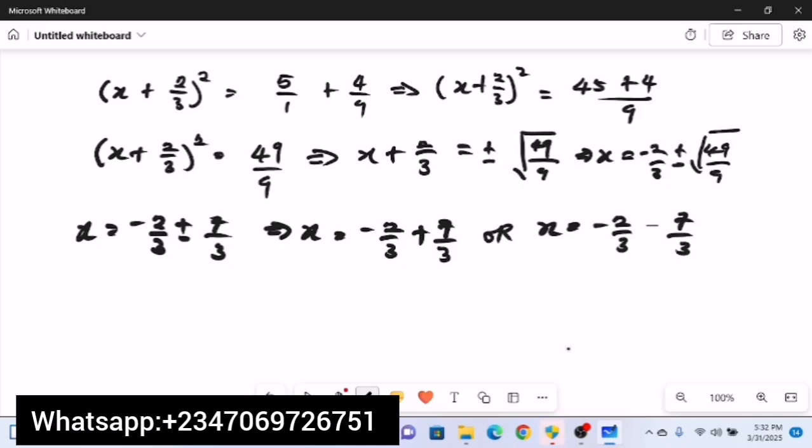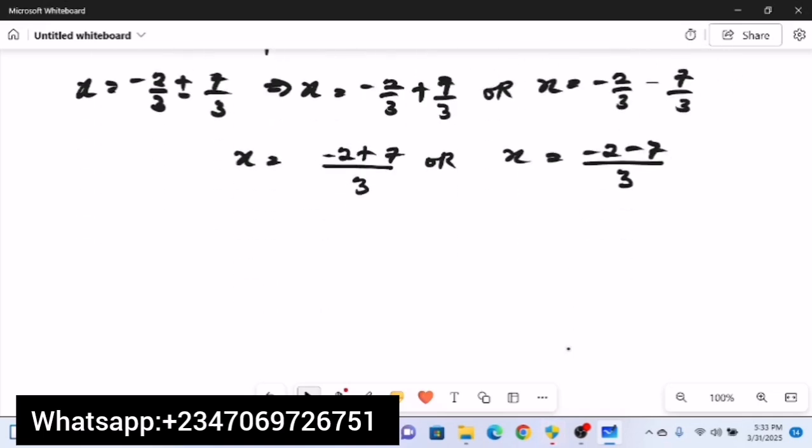So for both cases, the LCM remains 3. So x is equal to, LCM here is simply 3. 3 goes into 3 is 1, 1 times negative 2 gives us negative 2, plus 3 goes into 3 is 1, 1 times 7 gives us 7. Or similarly, x is equal to, LCM here is also 3. 3 goes into 3 is 1, 1 times negative 2 is negative 2, minus 3 goes into 3 is 1, 1 times 7 is also 7.